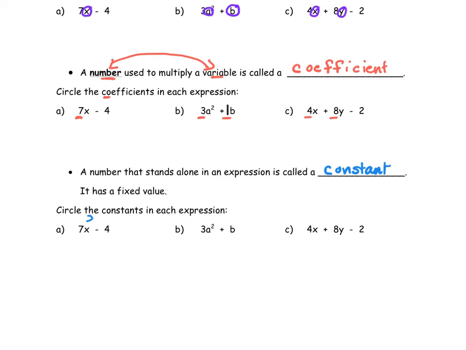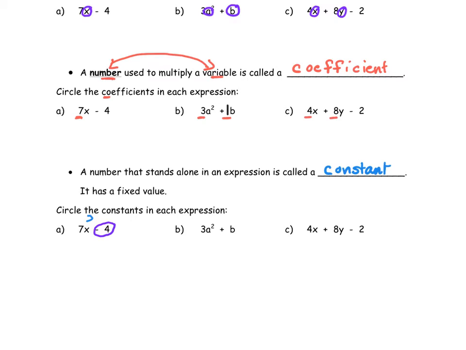It asks us now to circle the constants in each expression. When I look at this first one, 7 is a coefficient, a coworker with a variable. So 7 is not a constant, but 4 is. And later on, we're going to talk about the sign in front of it. So we are going to circle the 4. In fact, right now I'm going to have you circle that minus 4 in front of it. We'll talk about that at a later date.